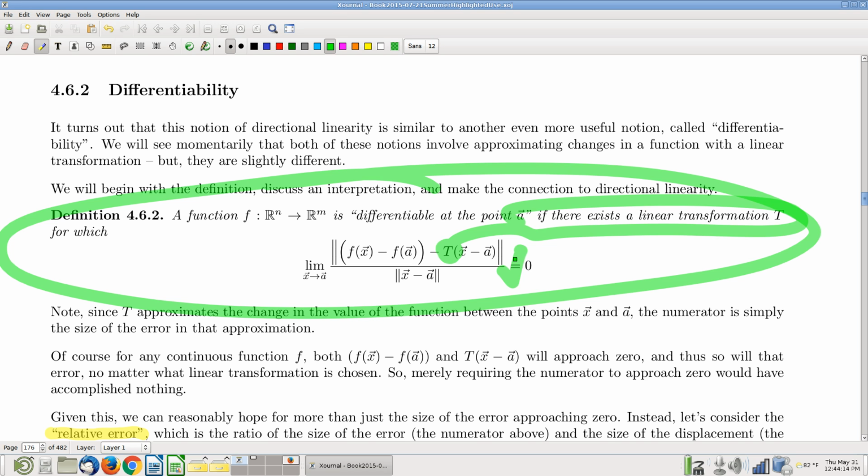Okay, so roughly speaking, I know it's a lot of talk, right? But this is a seemingly roundabout, but in fact very important way of saying that t is doing a good job of approximating how much this function f is changing.